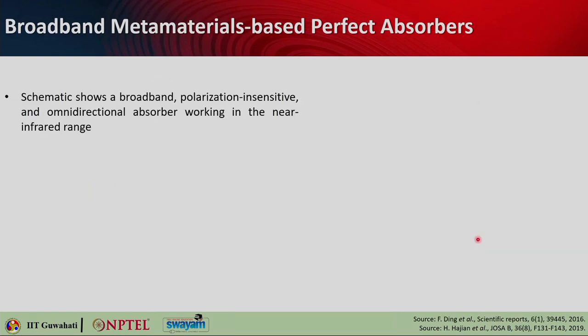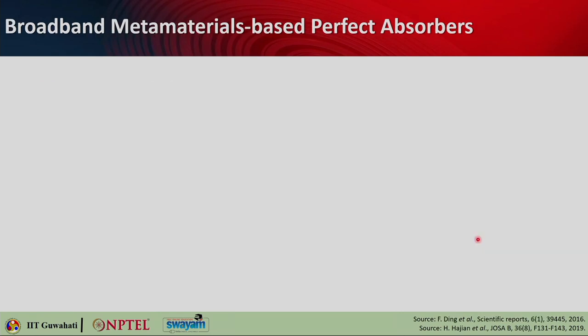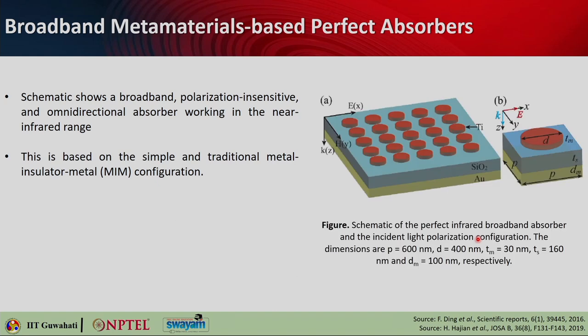Now, moving on to the broadband perfect absorbers, let us see how you do that. The name itself tells you that you are designing something broadband. So, you should have a possibility where you can cater to multiple peaks that can overlap spectrally, and that can give rise to this broadband nature, right. So, broadband, definitely you are catering to a much wider wavelength range.